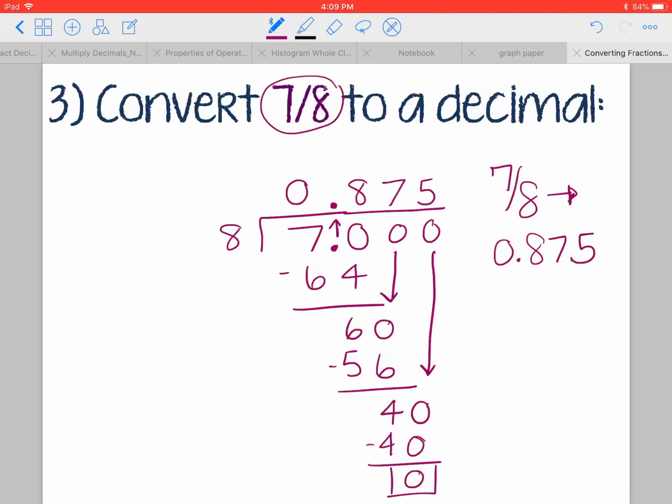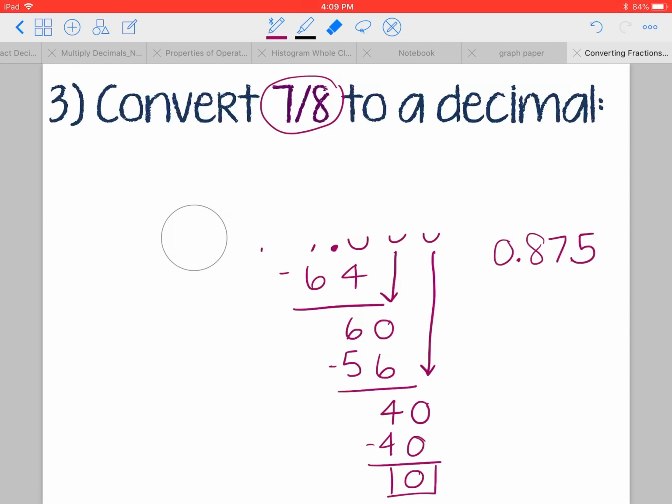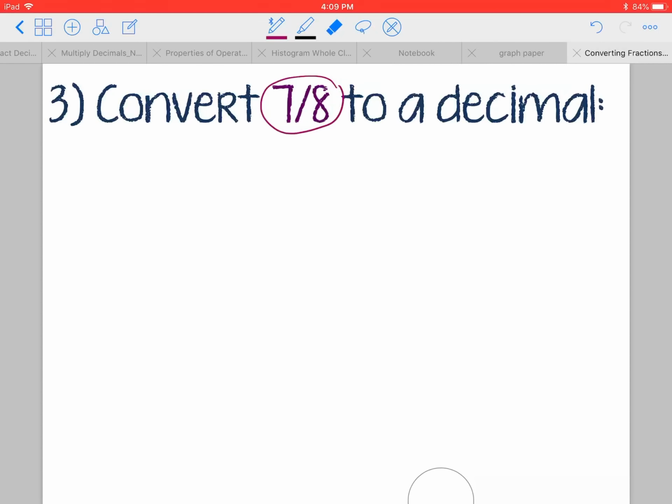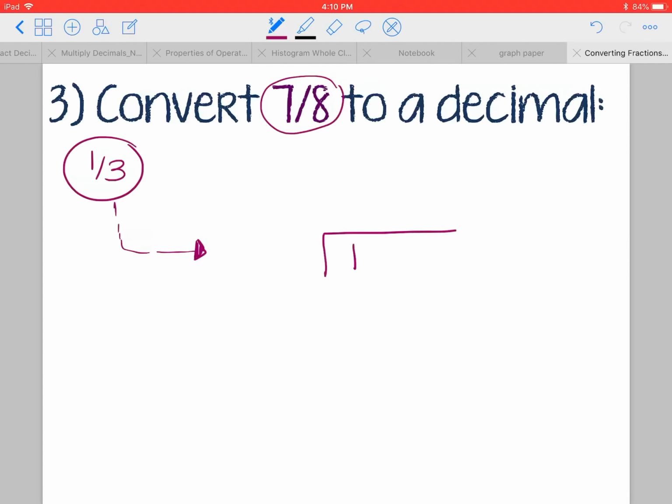Now, as you keep working, you're going to run across examples like 2/3 and 1/3, and a lot of you already know that those are non-terminating decimals. So if we're changing 1/3, I'm just going to help you out. I think that one's later on your paper, so if you want to look and go ahead and fill it in right now. 1 is going to be our dividend, inside the box, and 3 is going to be our divisor.